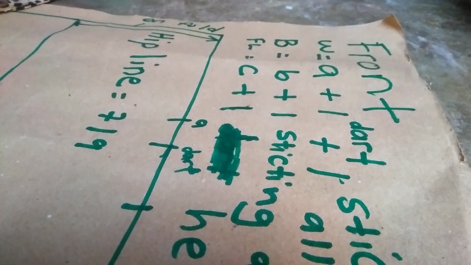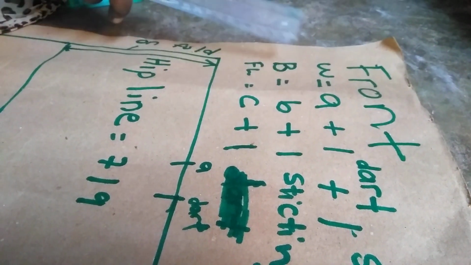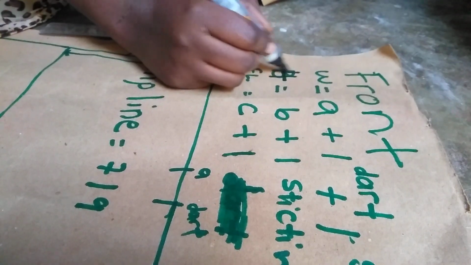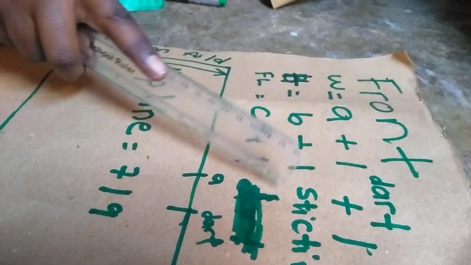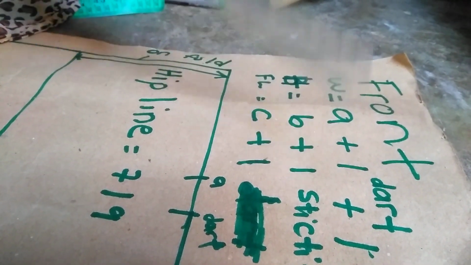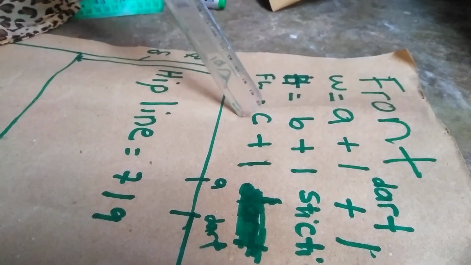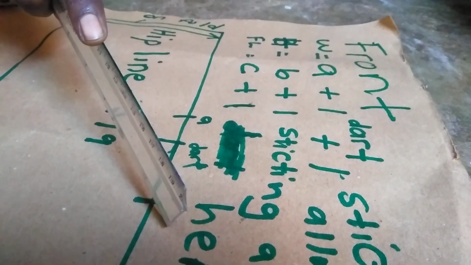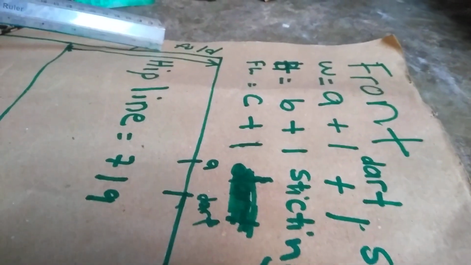Now assuming our hip is B. This is our hip. If our hip is B, we are only adding stitching allowance, which is 1 inch. And assuming the full length of our skirt is C, we are adding 1 inch for the hem. So this is how it is going to look.